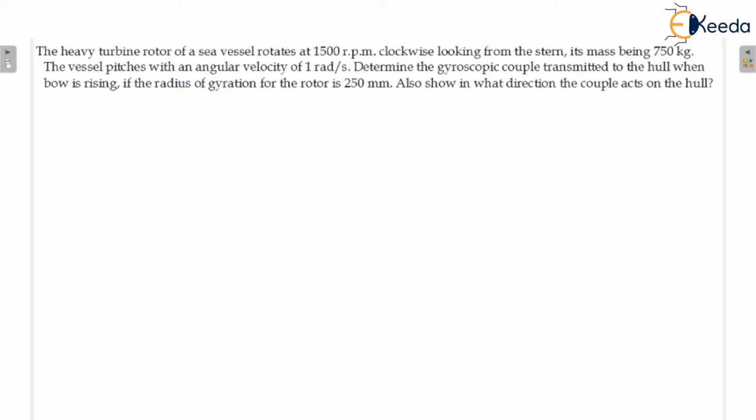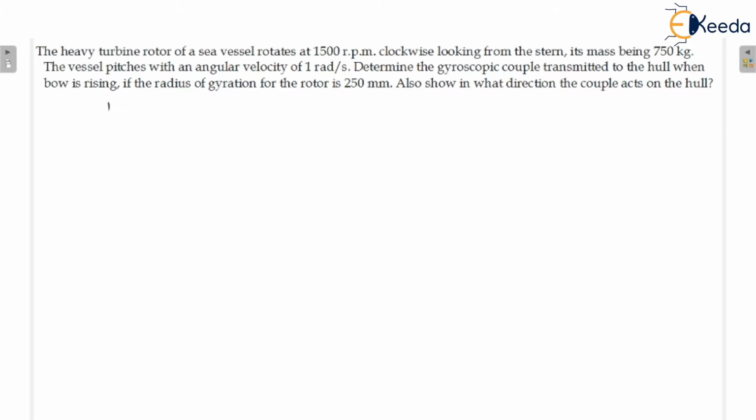If the radius of gyration for the rotor is 250 mm, also show in what direction the couple acts on the hull. Okay, so what are we going to calculate? First, we need to calculate the gyroscopic couple. Then we will have to find out the direction, or you can say the effect of the couple. So one by one we will see.